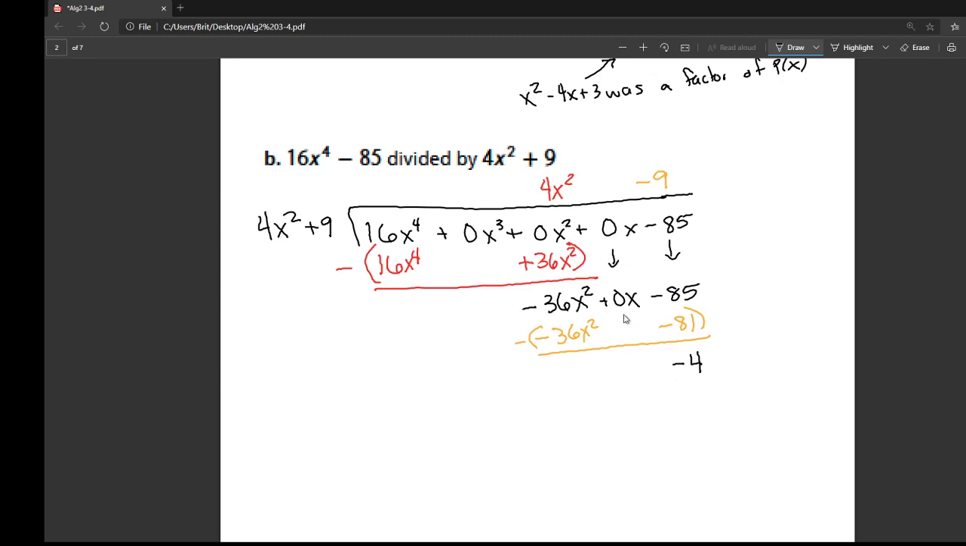And I don't need to drop down that 0x because he can't get divided by that anyway. So I have a negative 4 of a remainder. So what I'm going to do is write this remainder up here as minus, because of the negative, 4 over 4x squared plus 9. So this is my solution.